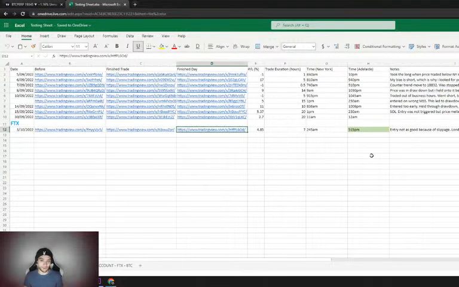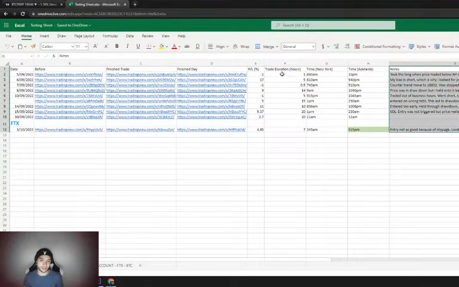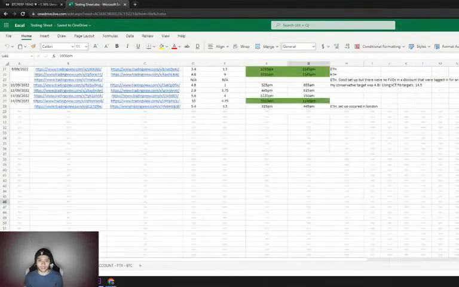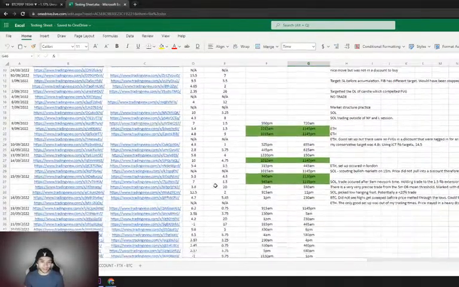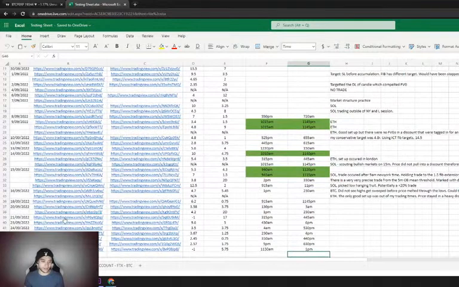Here is where I did some forward testing. So we've got all my notes. This is where I took note of what times my trades are playing out. And then here's a bit of back testing when I was really just starting to learn ICT.